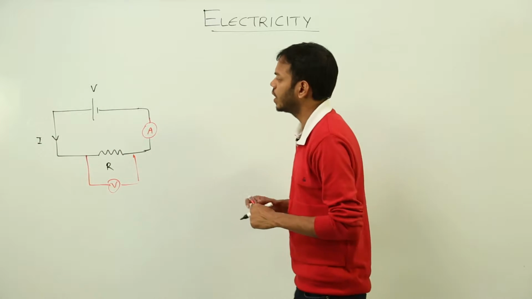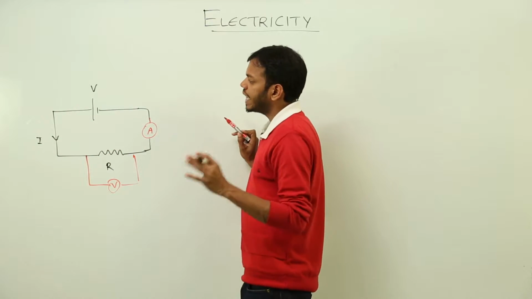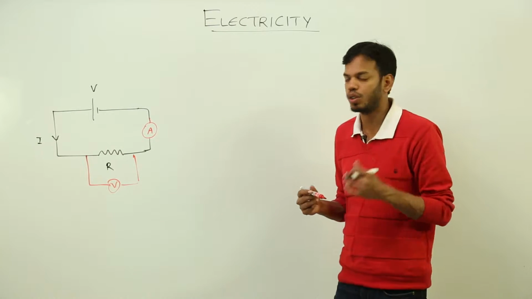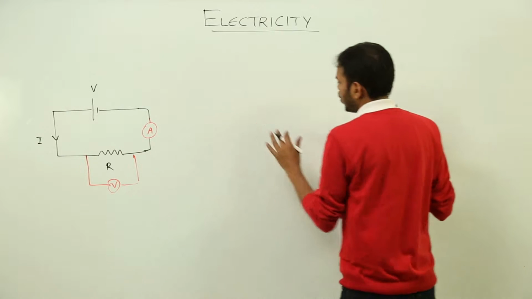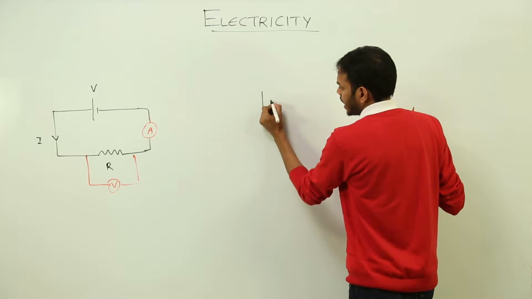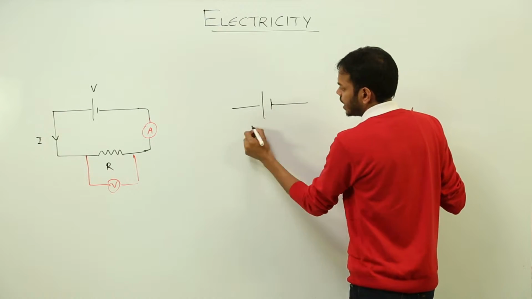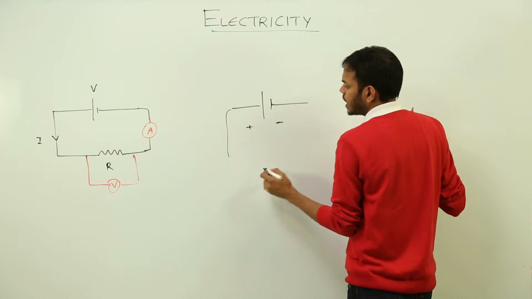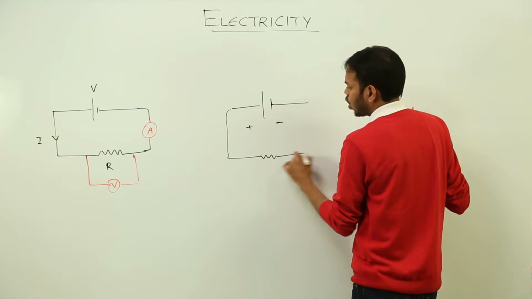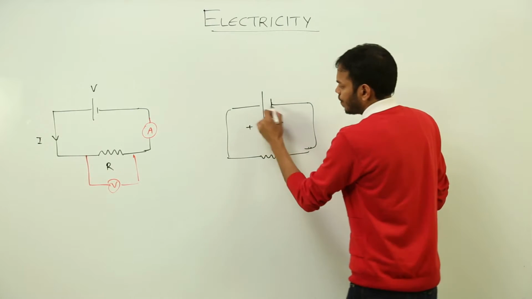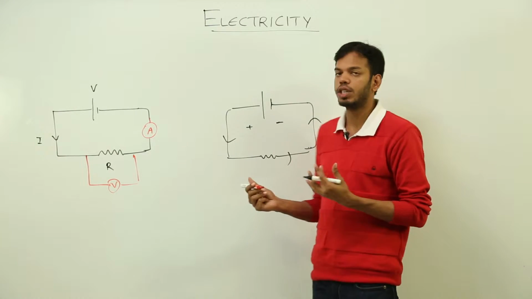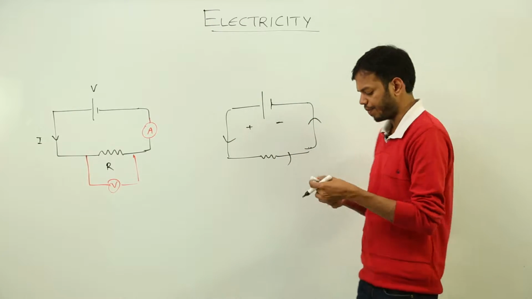Now, there is one very small thing which is right now popping up in my mind, which you guys should know. I have told you that this part is positive, this part is negative, right? So obviously I'll draw the current from positive to negative. But what was so obvious in drawing the current from positive to negative?